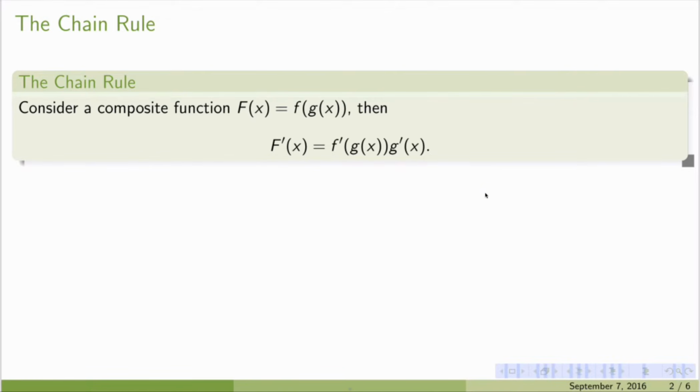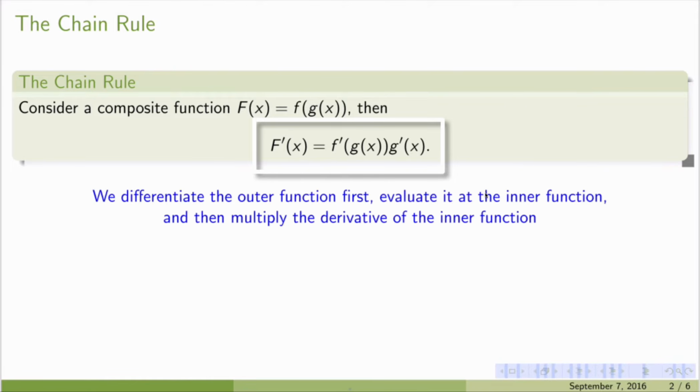Remember composite functions? These are functions of the form F of x is equal to f of g of x. So you take one function and sub it into the other function. Sometimes you call it the inner function g and the outer function f. To differentiate this, we have capital F prime equals little f prime evaluated at g of x times g prime of x. So in words you can formulate it like this: we differentiate the outer function first, evaluate it at the inner function, and then multiply by the derivative of the inner function.